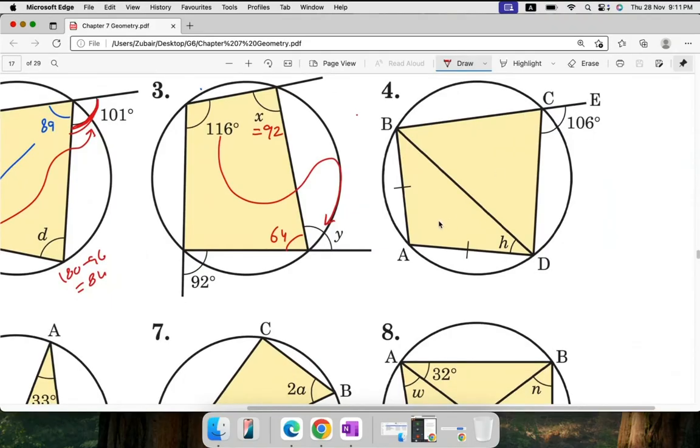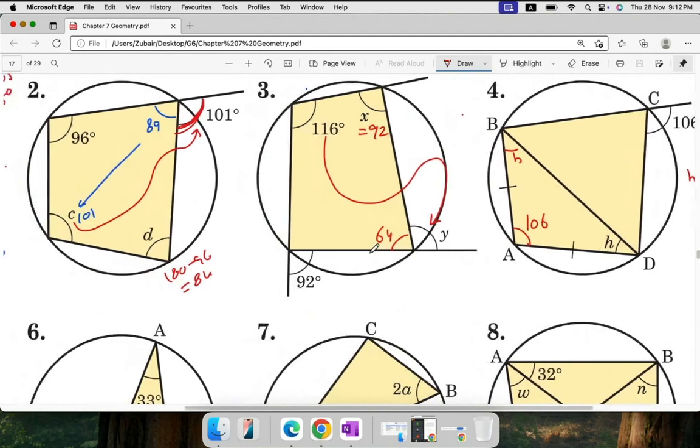Similar way, this 106 would land here directly. 106, then this is H because it is given that this is isosceles. H plus 106 is equal to 180. 180 minus 106 will leave us with 74. 2H is equal to 74 and H is equal to 74 by 2. That's 37 degrees. Does that make sense? Yes, sir.